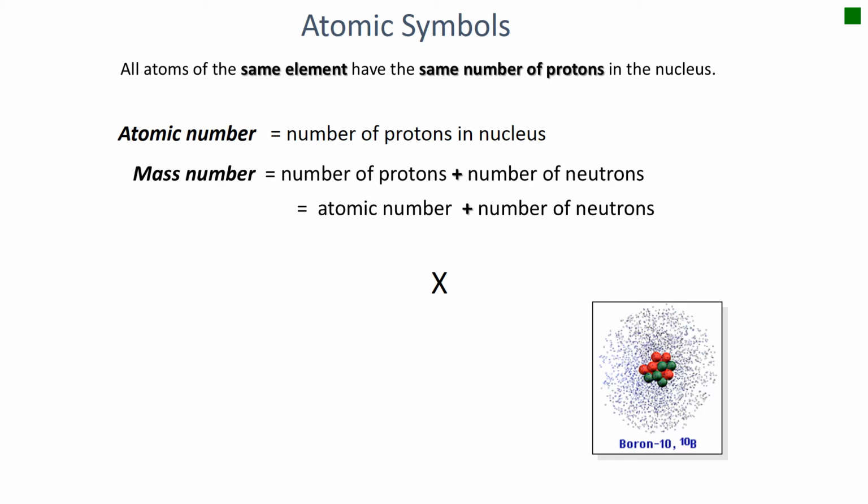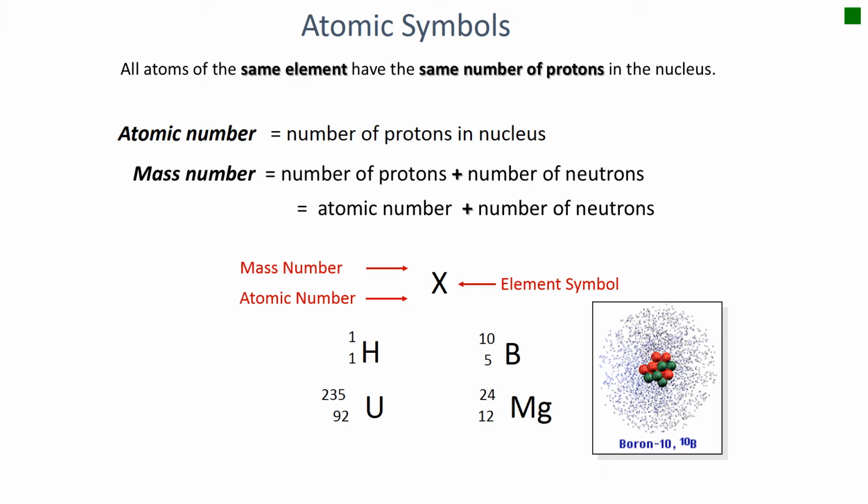So if we have X to be the symbol for the element, and we look at our periodic table, you're going to see the mass number up near the top and the atomic number near the bottom on most periodic tables. So in these examples, hydrogen has an atomic number of 1 and a mass number of 1. Boron has a mass number of 10 with an atomic number of 5. Magnesium has a mass number of 24 with an atomic number of 12. And uranium, mass number of 235 with an atomic number of 92.